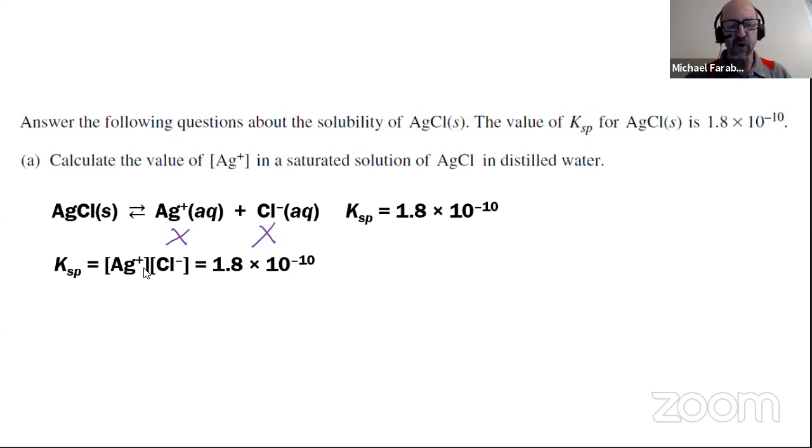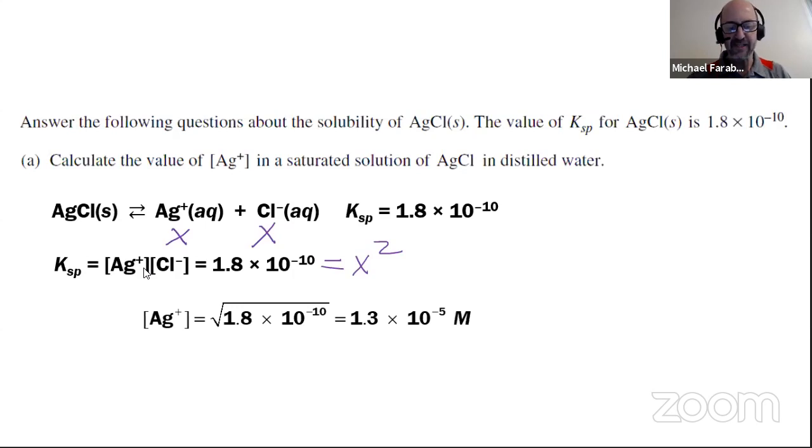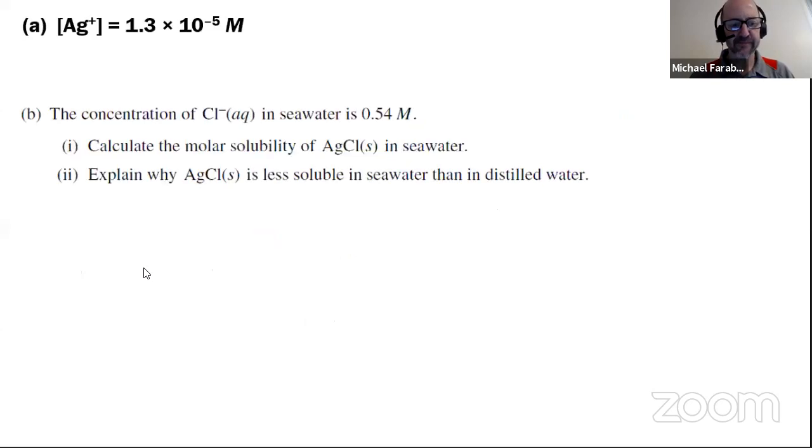So if we're solving for the concentration of silver or the concentration of chlorides, could be the exact same number, we're just going to take the square root of the KSP value. And that works out to be 1.3 times 10 to the minus 5 moles per liter. Okay, so that is the answer to part A. Let's move on to part B.